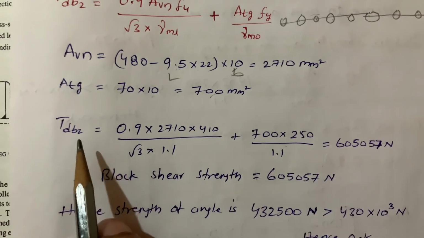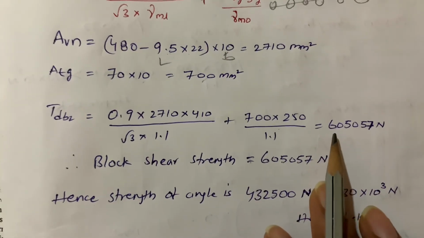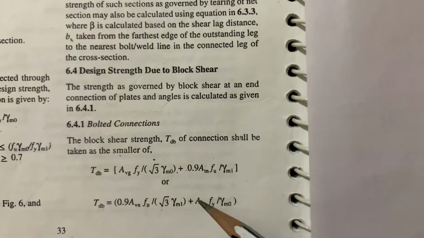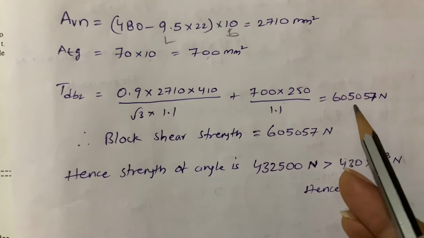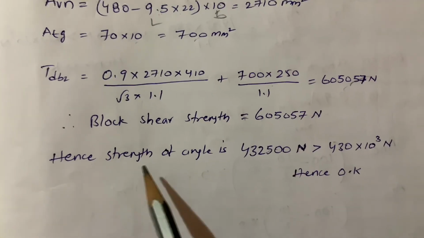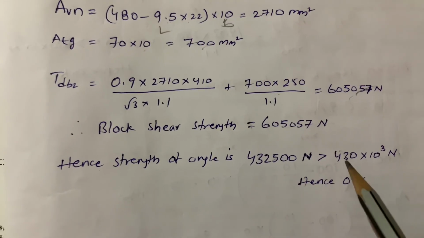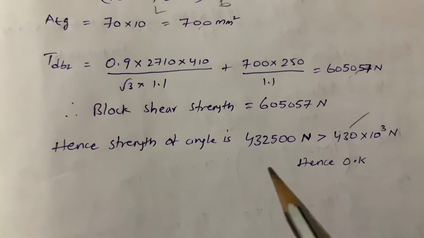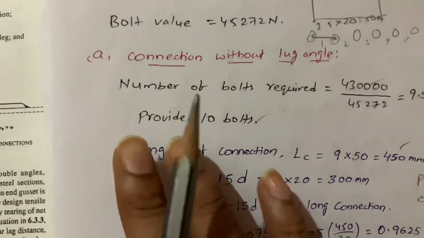So I substituted the values in the equation. After calculating this, I got TDB1 and TDB2, which are specified in code. Of these two formulas, I took the least value. So this is the least value. After calculating this, the strength of the angle is 432,500 newtons, which is greater than the given load. Hence it is okay. So like this, we calculate the connection without lug angle.